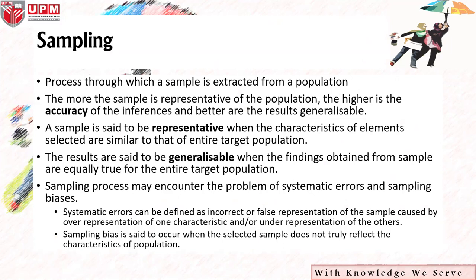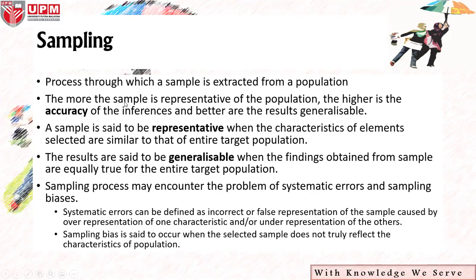Okay. So the more the sample is representative of the population, the higher is the accuracy of the inferences and better are the results generalizable. Sebab tu salah satu teknik yang kita nak make sure yang the sample is representative is by using randomization, random sampling.